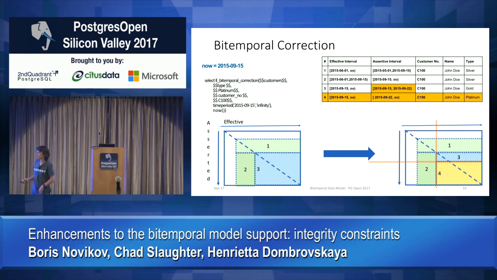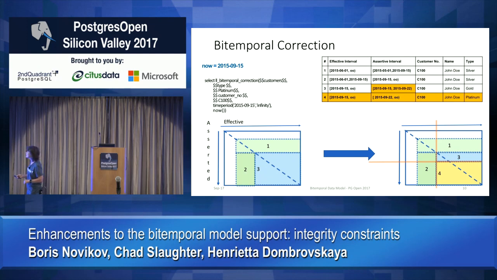Okay, so we lived happily for a week. Today is September 22nd. Oh, shoot, actually, we messed up. He is not gold. He is platinum. And he never was gold. It was a mistake. We just put this information there by mistake. So how are we going to fix it? We want to make sure that he is now platinum in our system.